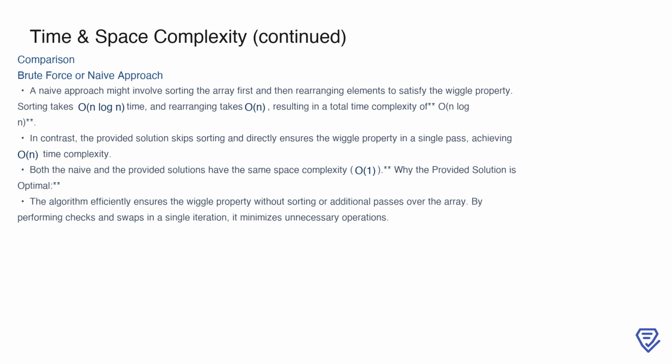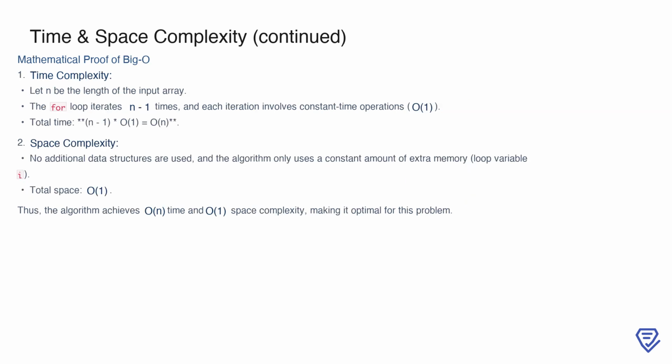In contrast, the provided solution bypasses the need for sorting entirely. By checking and swapping elements in a single pass, it ensures the wiggle property in O(n) time. This direct approach is more efficient because it minimizes unnecessary operations. Both the naive and provided solutions share the same space complexity, O(1), as neither requires additional data structures. However, the provided solution is optimal because it achieves the desired result with fewer steps and avoids the overhead of sorting the input array. To mathematically confirm the time and space complexity, let's break it down further.